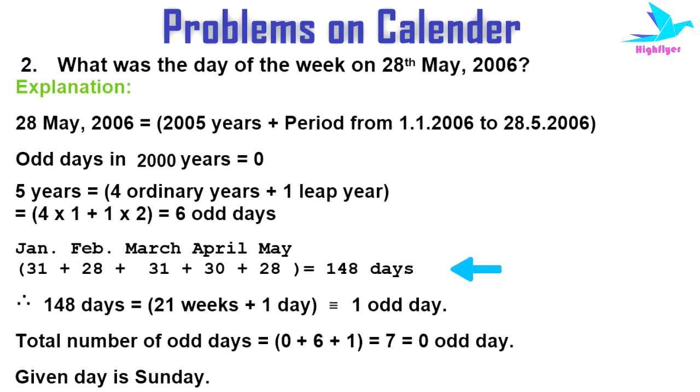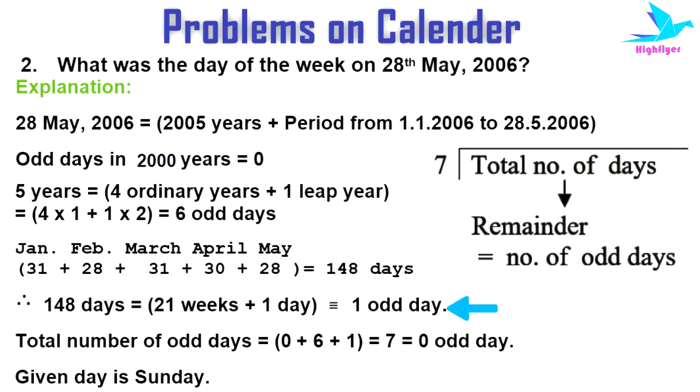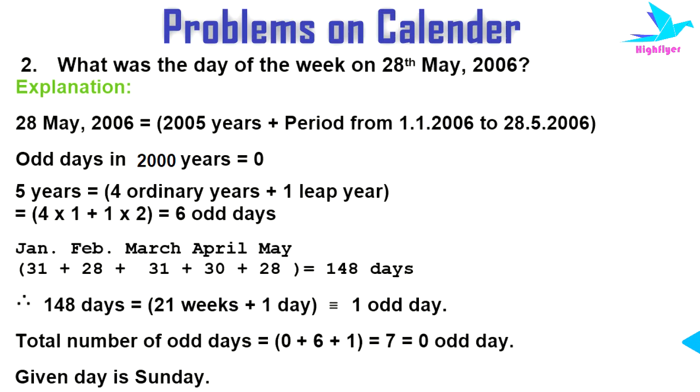Now let's count the total number of days in 2006. January 31 days, February 28 days, March 31 days, April 30 days and May 28. So 28 days. That is equal to 140 days. In 140 days, we are having 20 complete weeks and 0 odd days. Hence, till 20th May 2006, we have 6 odd days, so the given day will be a Sunday.